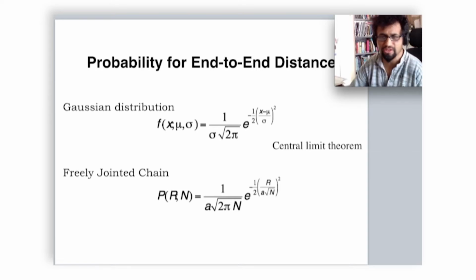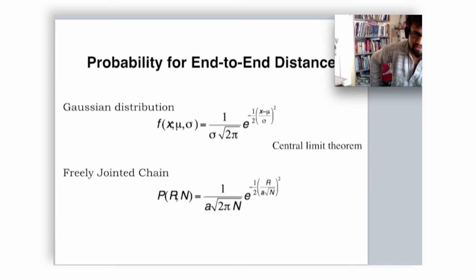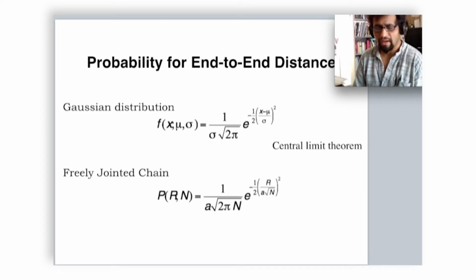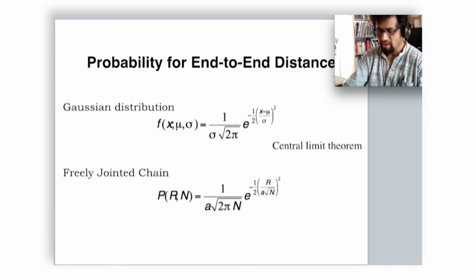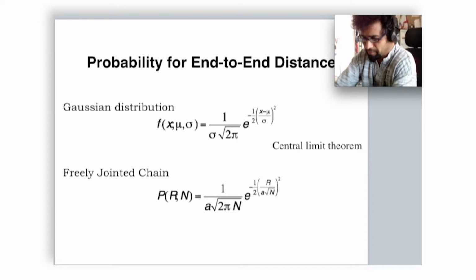This, by the way, the Gaussian distribution comes from the central limit theorem, which I suspect you have had to study at some point. And because I'm not going to elaborate on it, I'm going to ask you when we meet on Thursday, what is the central limit theorem?